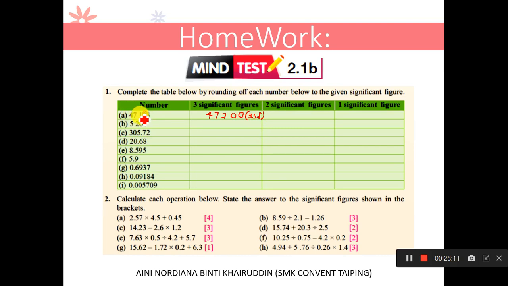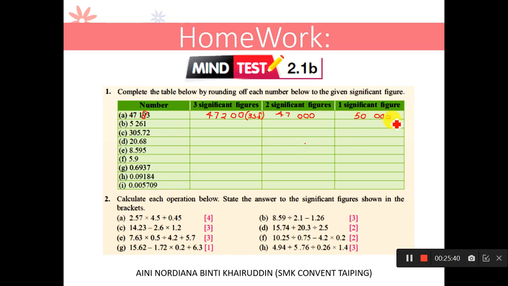Okay, 2 significant figures. Look at number 1, less than 5. So no need to plus 1. So the answer will be 47,000. 1 significant figure, so have a look at this digit 7. So you have to plus 1 or add 1. So the answer will be 50,000.